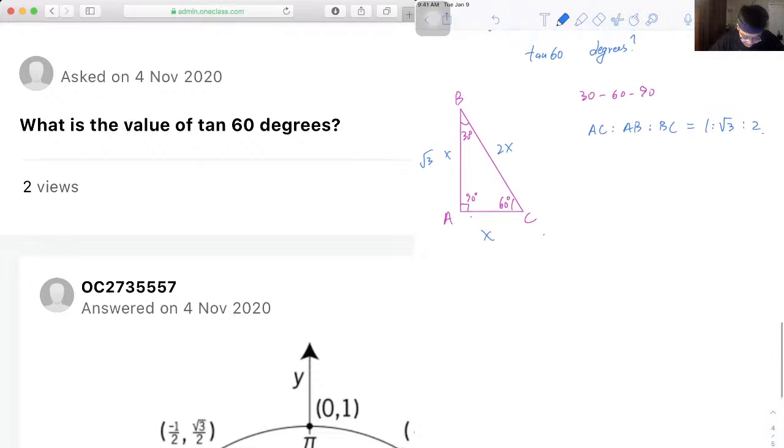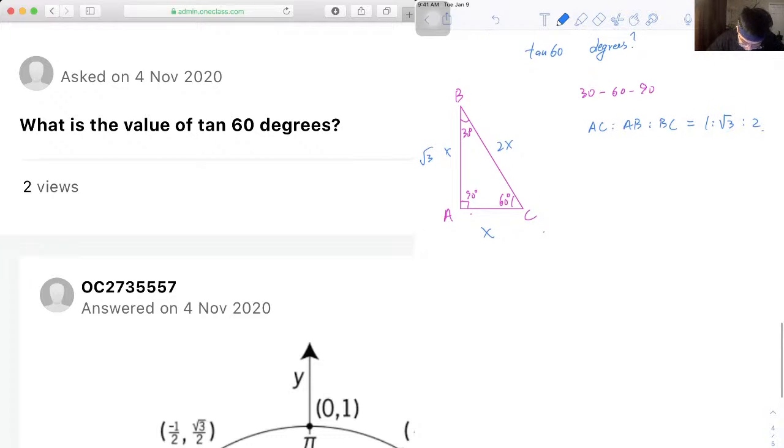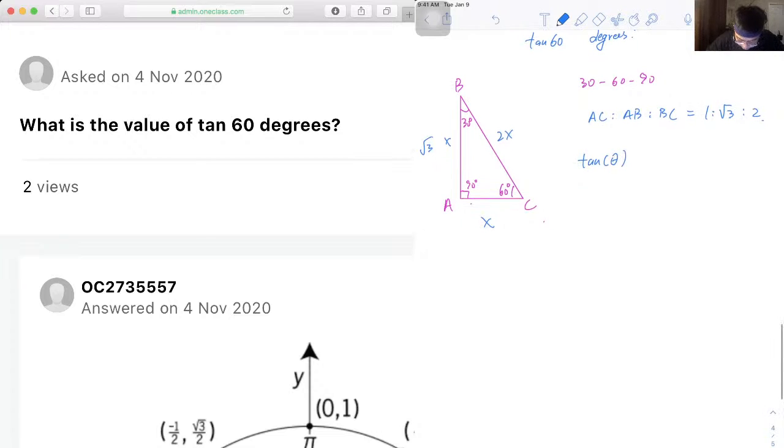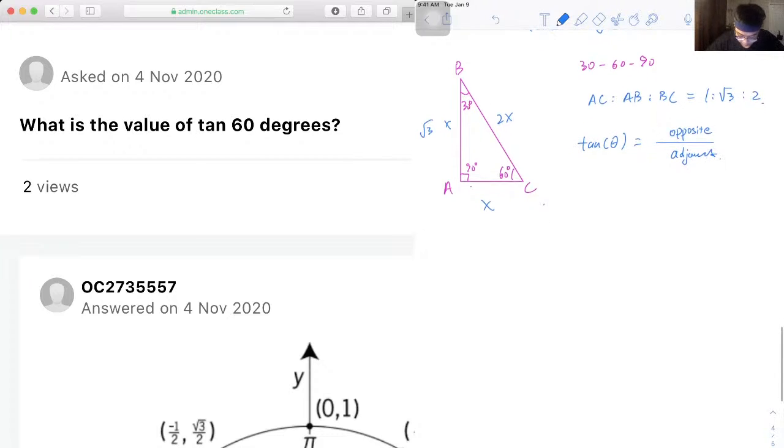Okay, so in terms of tangent theta, this is always going to be equal to opposite over adjacent. Okay, so in our case, theta will be equal to 60 degrees as given in the question.